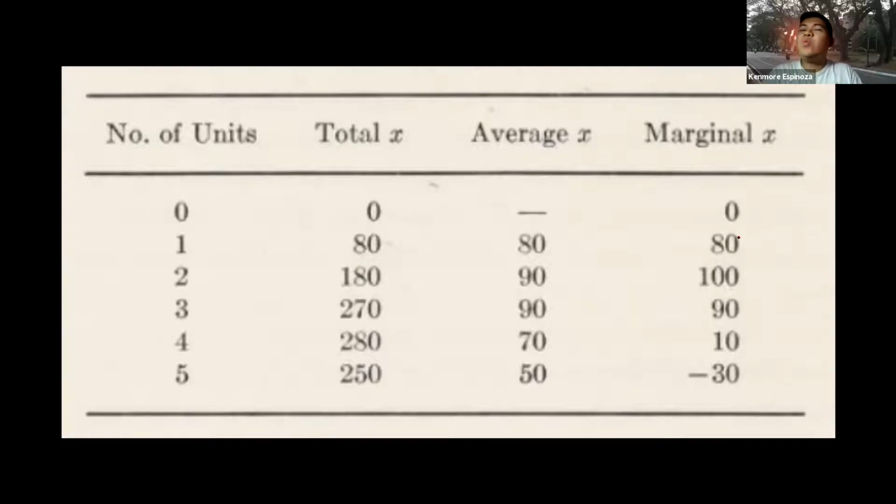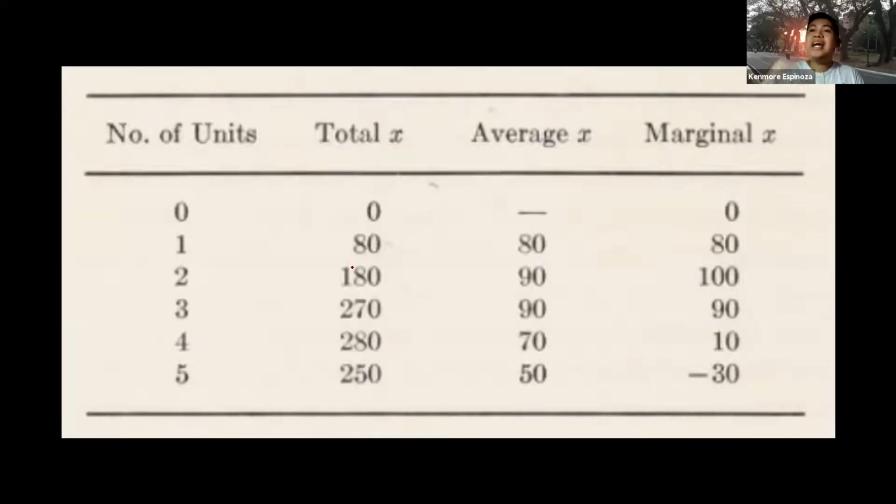Okay, we know that we were able to derive our marginal because, let's say for example, sa unang kagat, sa unang apple na kinain mo, meron kang marginal benefit. Let's say for example, production na lang. Total revenue of 80. So the marginal revenue that you got from the production of 1 unit of good is 80. On the second production, you had a total of 180.